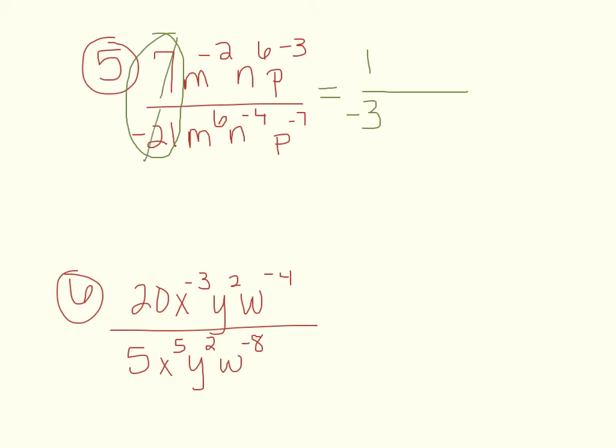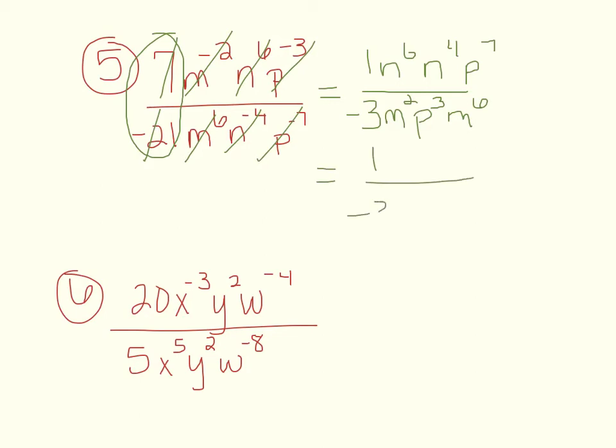Now my m to the second is m to the negative second, so I'm going to move it down. It becomes positive. N to the sixth is going to stay. P to the negative third is going to go down and become positive. All right, now I'm down here. So I have m to the sixth is positive, so it's going to stay. N to the negative fourth is negative, so I'm going to move that up. It becomes positive. And p to the negative seventh is going to move up because it's negative. All right, so now I got rid of all my negative exponents.